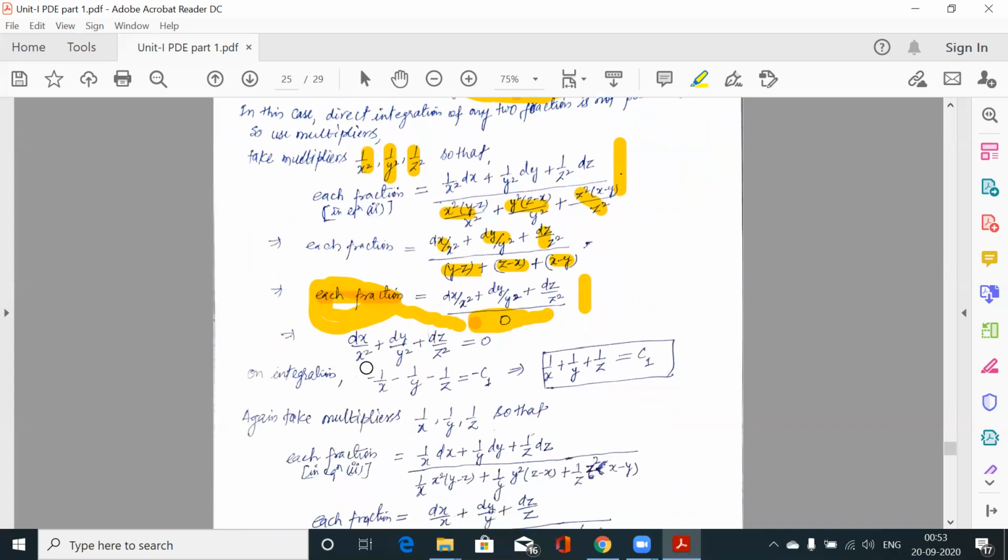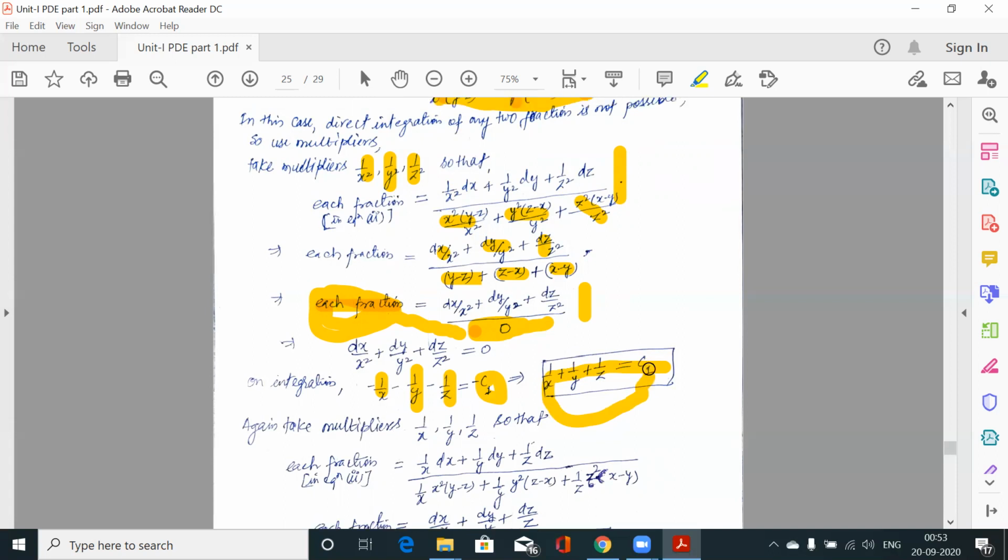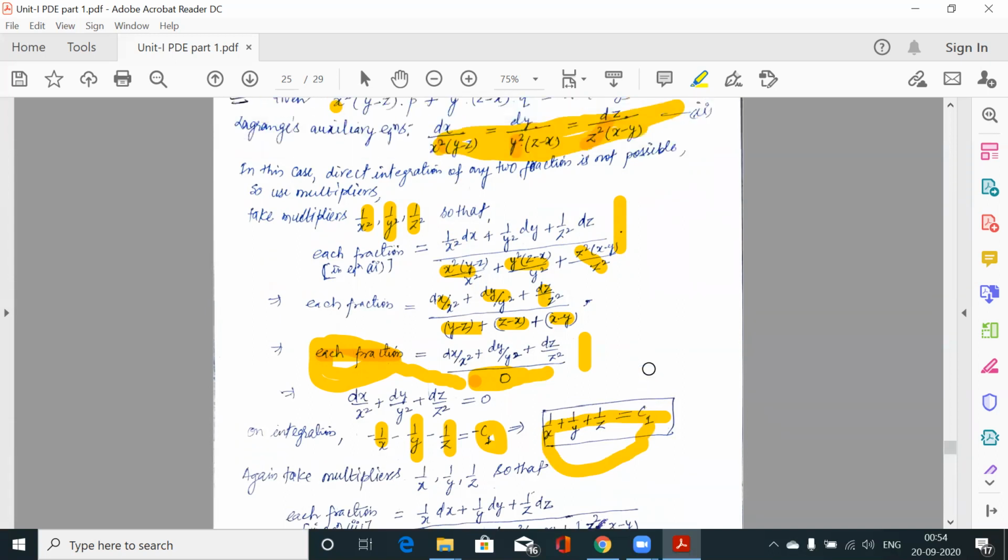So after integration, the integral of 1 over x² gives minus 1 over x, minus 1 over y, minus 1 over z is equal to minus C1. I have written this as minus C1 because minus is common on the left hand side. So this is 1 by x plus 1 by y plus 1 by z is equal to C1. This is our first solution. Again, this solution would not help us to find the second solution because the fractions are of these types.